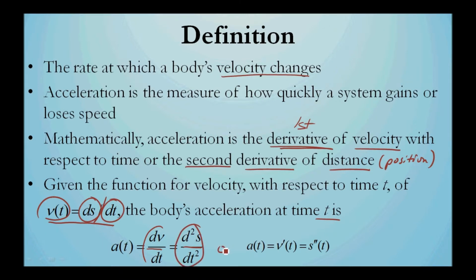Or, in a different format, we have a of t is equal to v prime of t, or the second derivative of position, so s double prime of t.